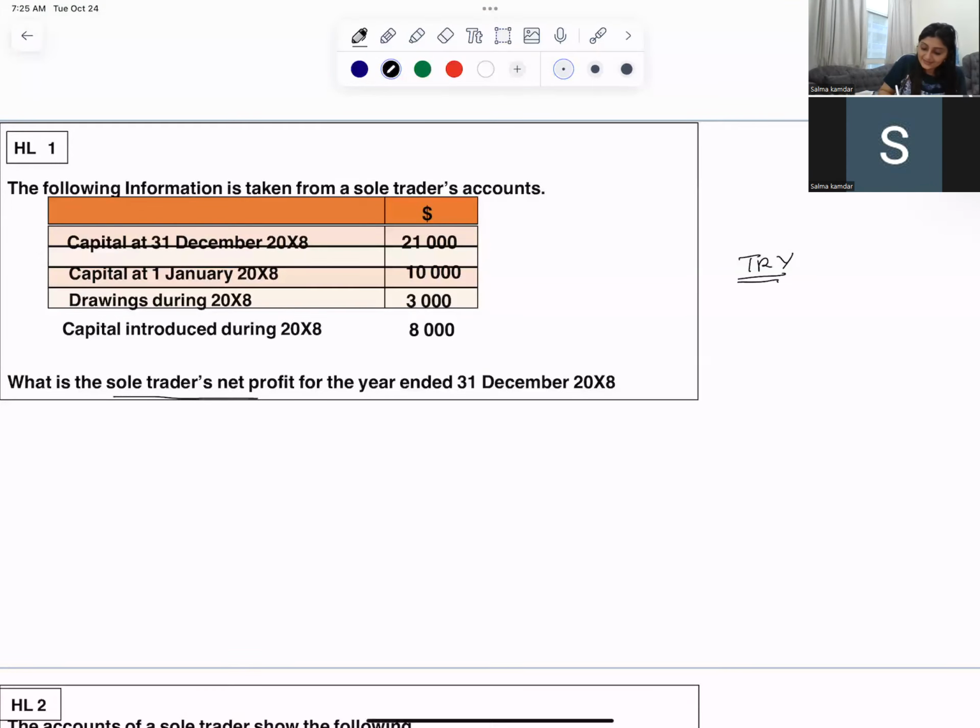What is the net profit for the year? CCD, 21,000 plus 3,000 minus AC minus 8,000 minus OC minus 10,000. OC is what? Opening capital. So you will get your profit for the year.